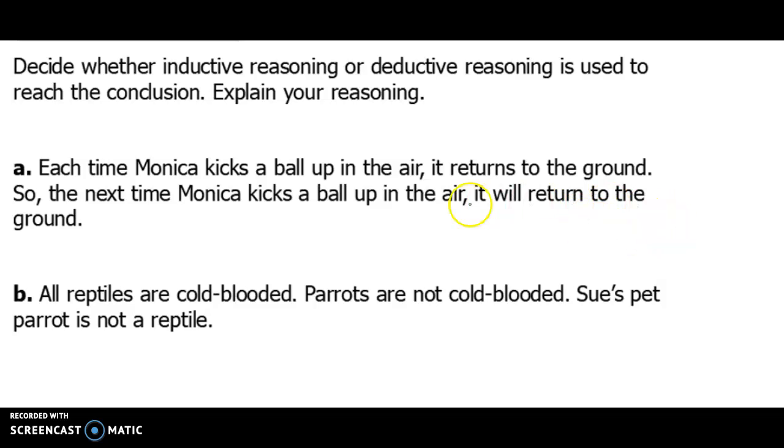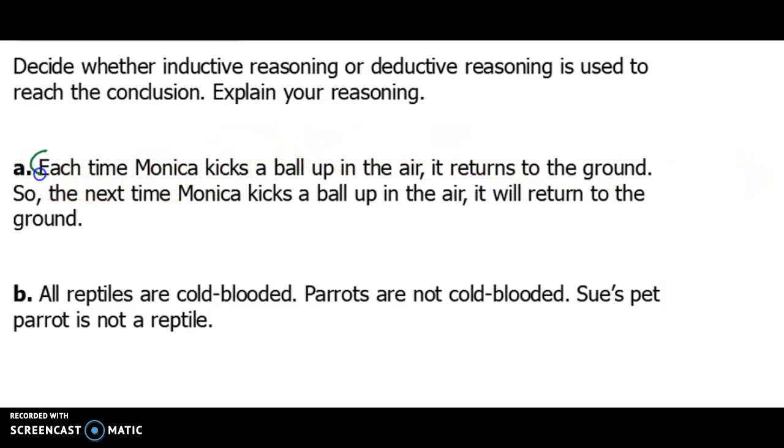All right, each time Monica kicks the ball up in the air, it returns to the ground. So the next time Monica kicks a ball up in the air, it will return to the ground. I guarantee a lot of you here said it's deductive because you're thinking of gravity. Okay, well, she didn't say because of gravity, the ball's going to return to the ground. She said it's going to return to the ground.